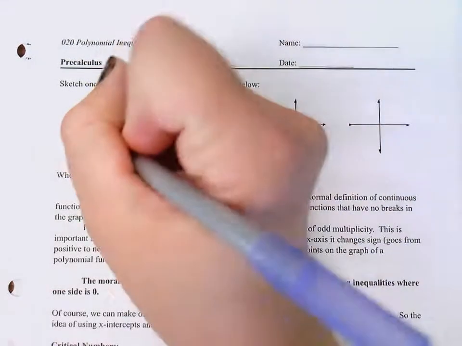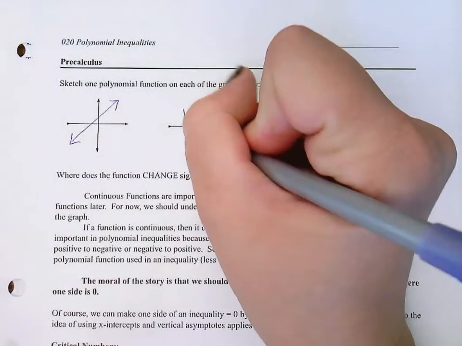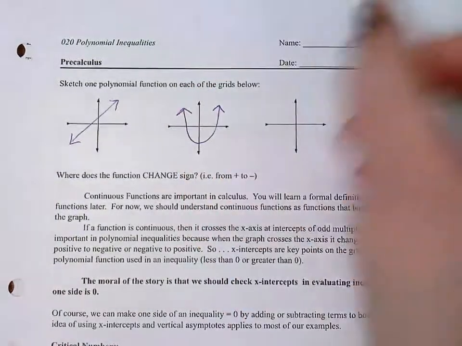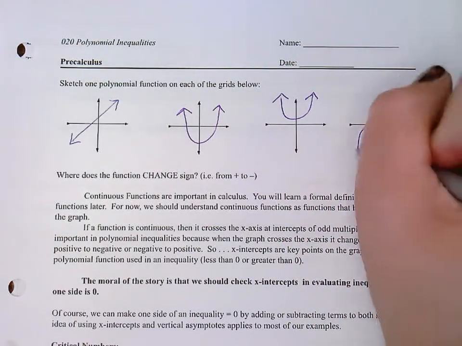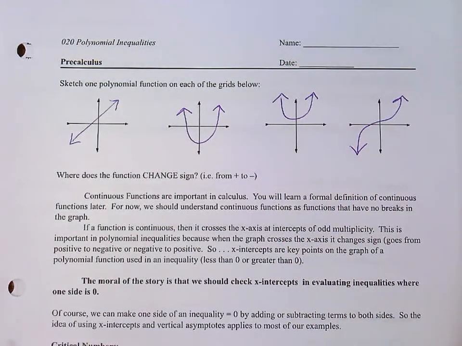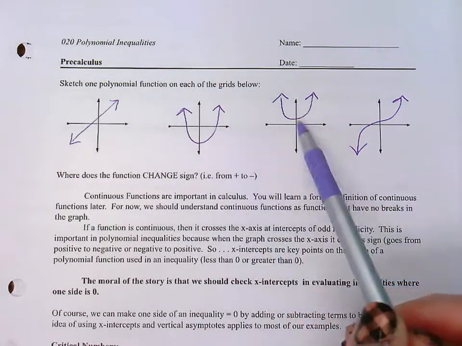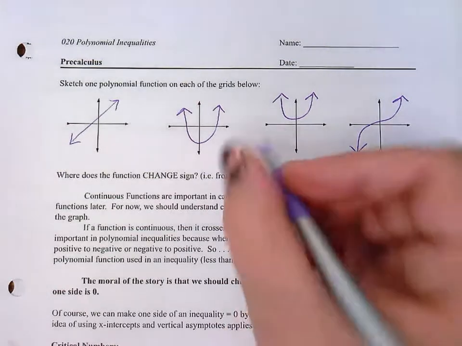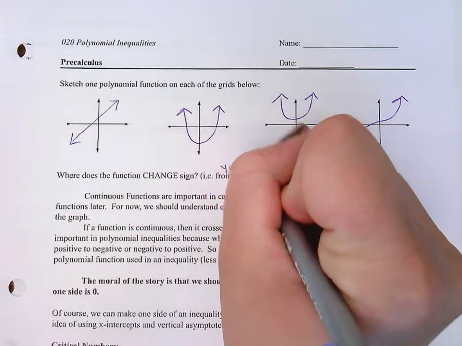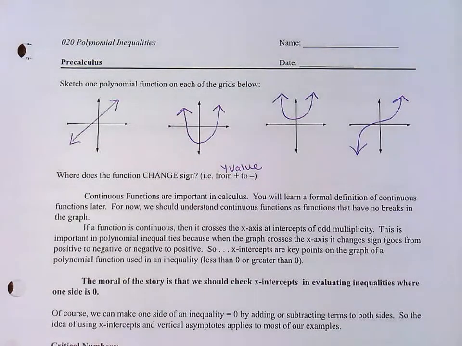So maybe like a linear function, for example, or a parabola, or another parabola, or maybe a cubic function. These are all polynomial functions that we've learned about. Where do each of these functions change sign? So they go from positive y value to negative y value. What I'm going to do is just highlight where the graph changes sign.